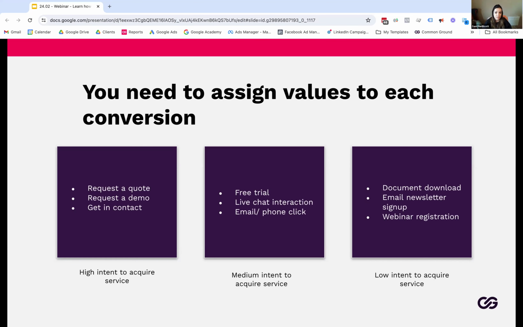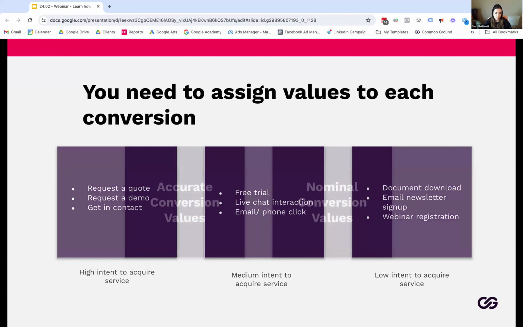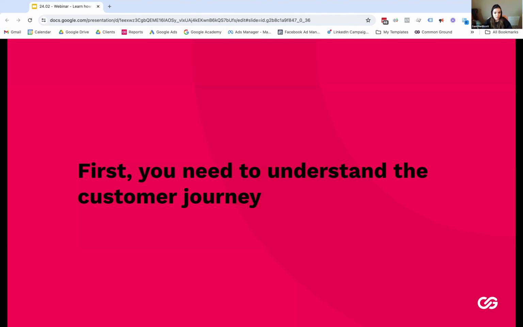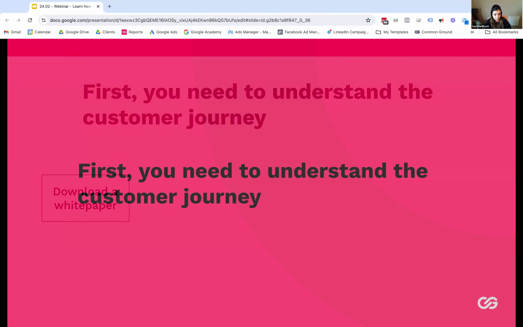So with this, you then need to assign values to each conversion, or you could do it back here in each group of conversions you set it to. And with this, there's two ways. You can do it the very accurate way, or you can do it the nominal way, and I'll show you both. So first, you need to understand your customer journey.